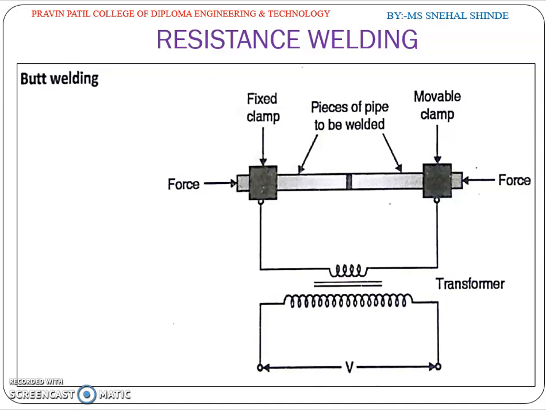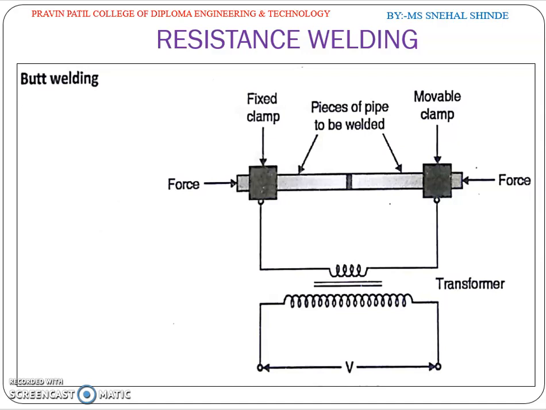First is the butt welding. Rods, pipes and wires are welded by this method. The figure is shown. There is a transformer, and across the secondary of the transformer, two pieces of metal to be welded are held. The two pieces are held in clamps. One clamp is fixed and the other is movable.